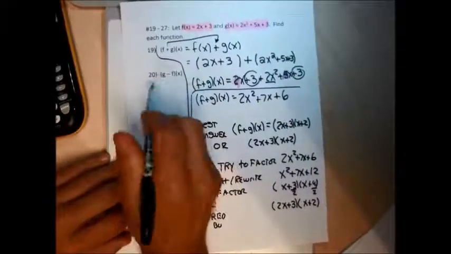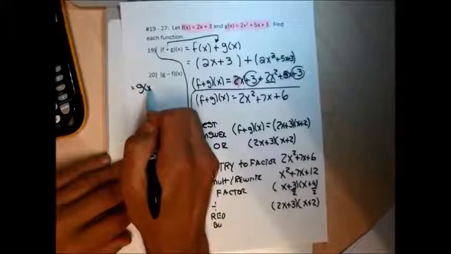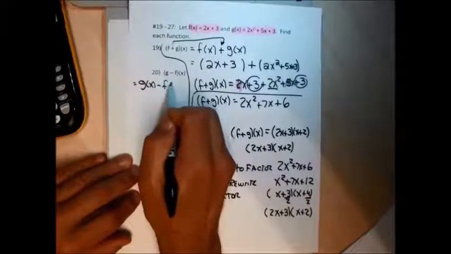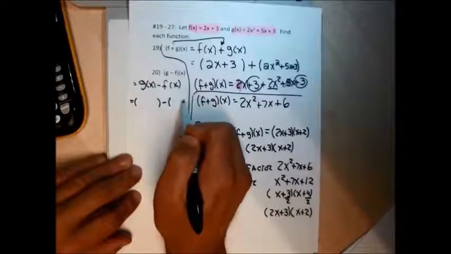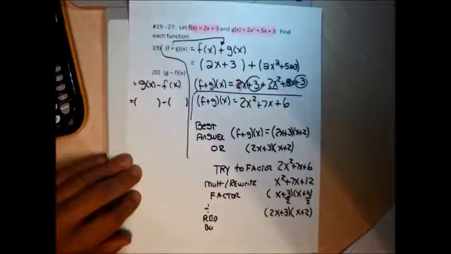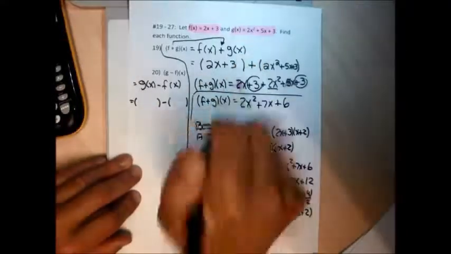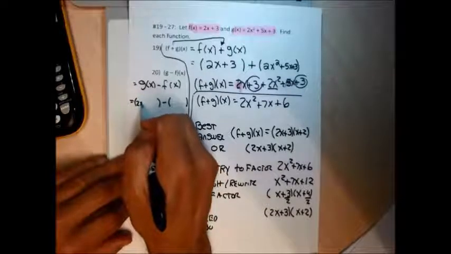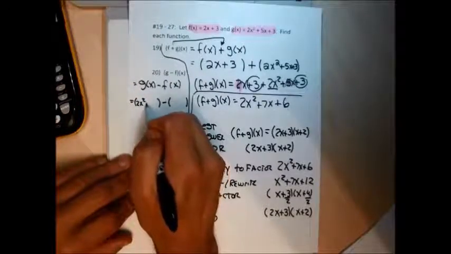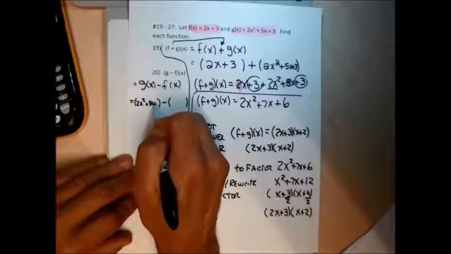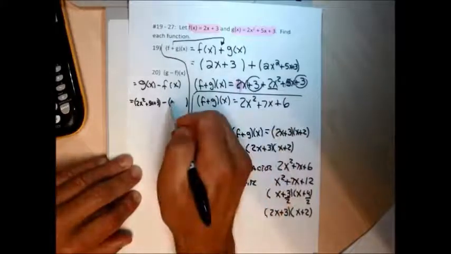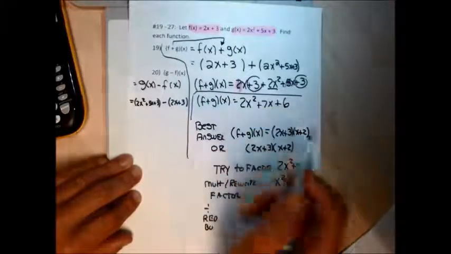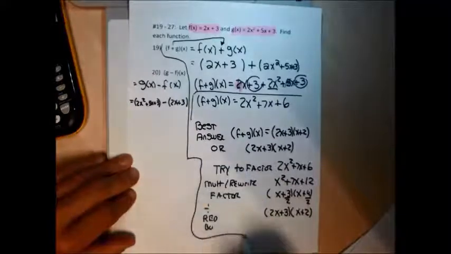Let's try to squeeze it on this paper. So g minus f of x equals g of x minus f of x. And then I'm going to put parentheses minus parentheses. In the first parentheses, I'm going to put the right side of the g function, which is 2x squared plus 5x plus 3. In the second parentheses, I'm going to put f of x, which is 2x plus 3. I just don't have room to write it nicely.